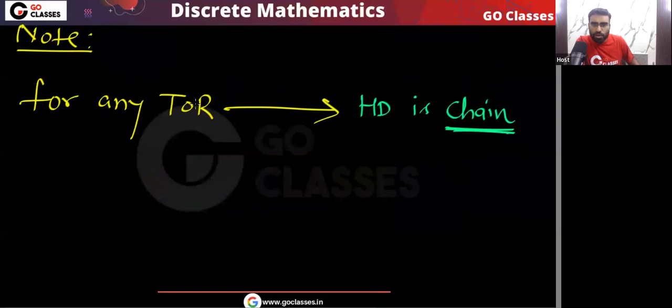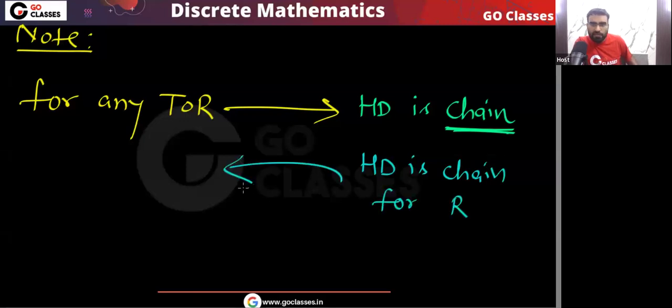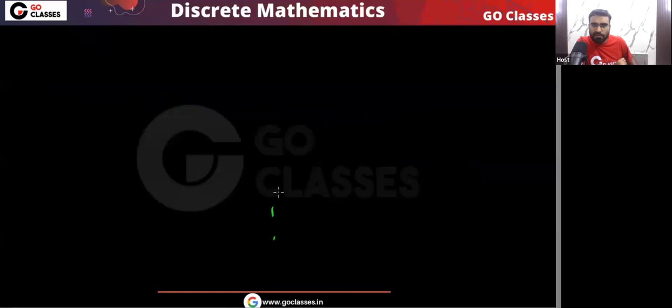So remember, for any total order relation, the hash diagram will be a chain. Also, this is if and only if: if the hash diagram is a chain for R, then what can you say about R? Then R is a total order relation. Because if the hash diagram is a chain, it means every two elements are comparable. Do you agree?